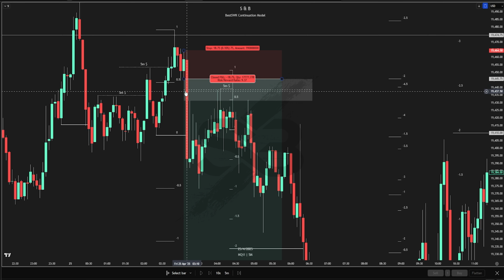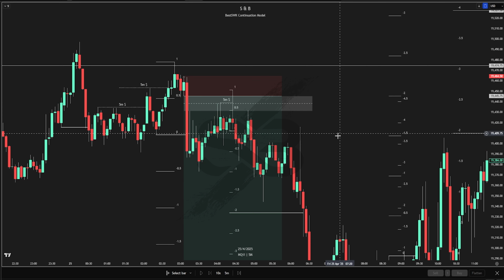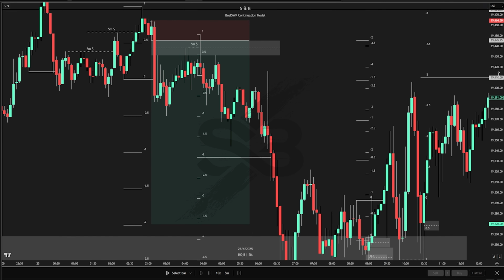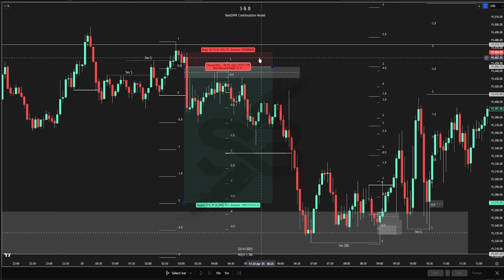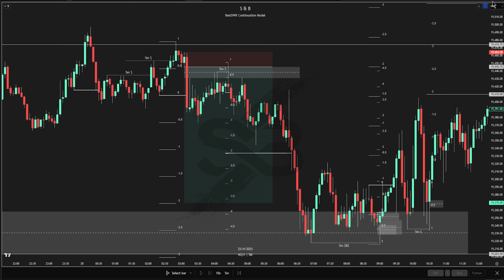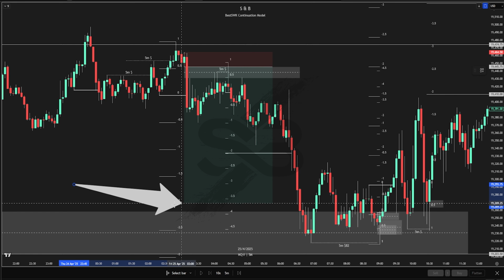IFVG? Yes. FVG? Yes. Outside candle? Yes. Closing the first time? Yes. It's a 4 out of 4. This is an A+ to likely go to 4 standard deviations. So because of that, we're going to be targeting at the very least 2 standard deviations of that.